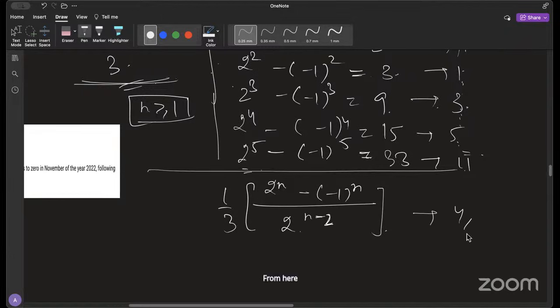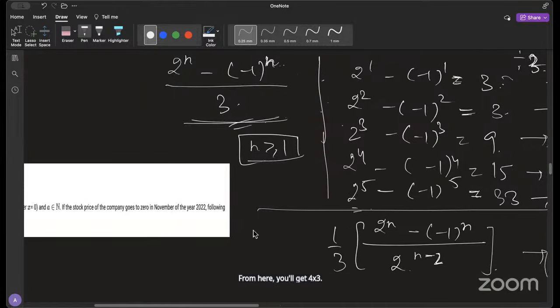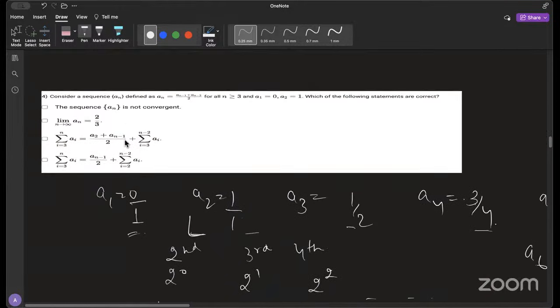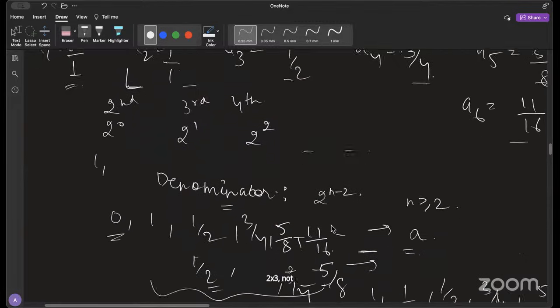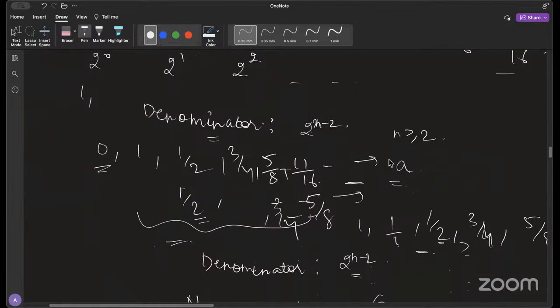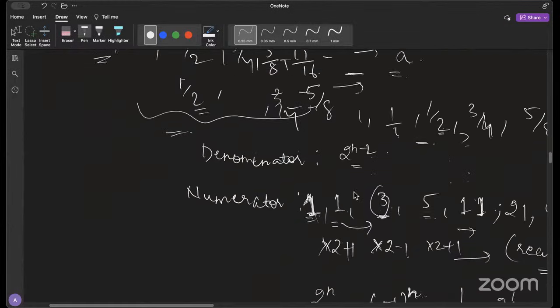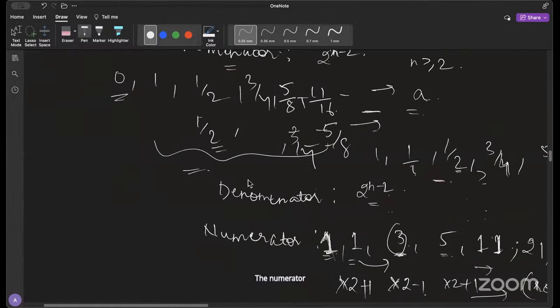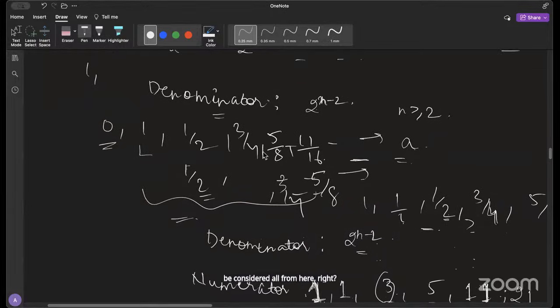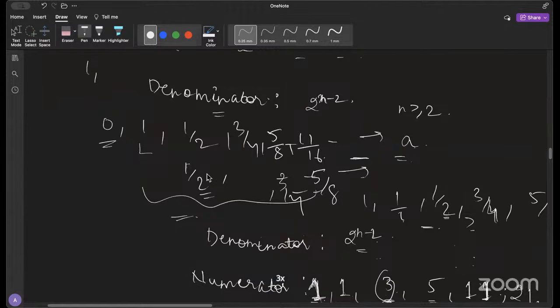From here, you will get 4 by 3. Now, if this option is correct, then it should be 2 by 3, not 4 by 3. The numerator we've started from 1. We've considered all from here, right? 1 half and then 3 by 4 and all.